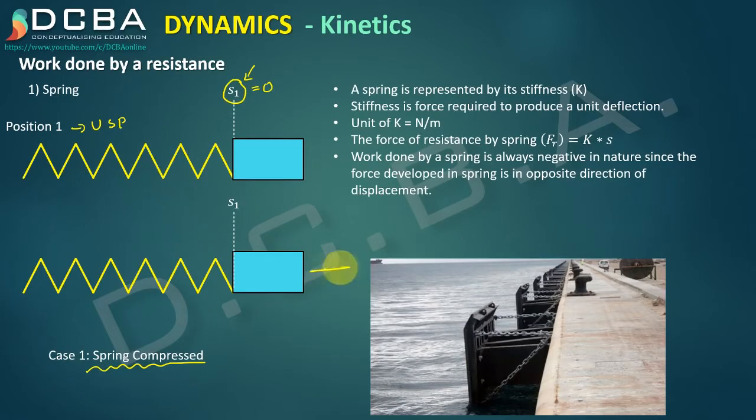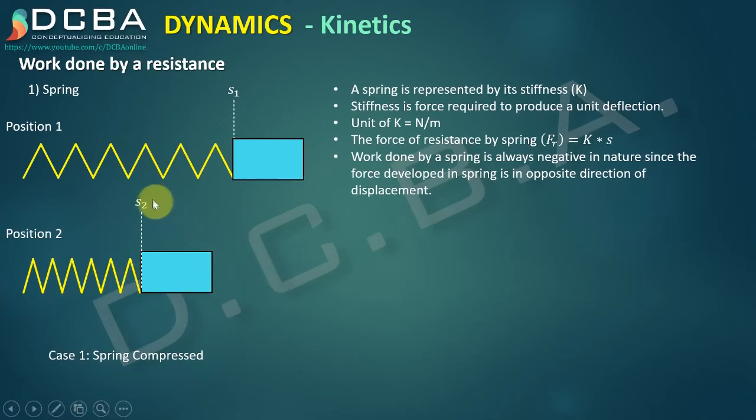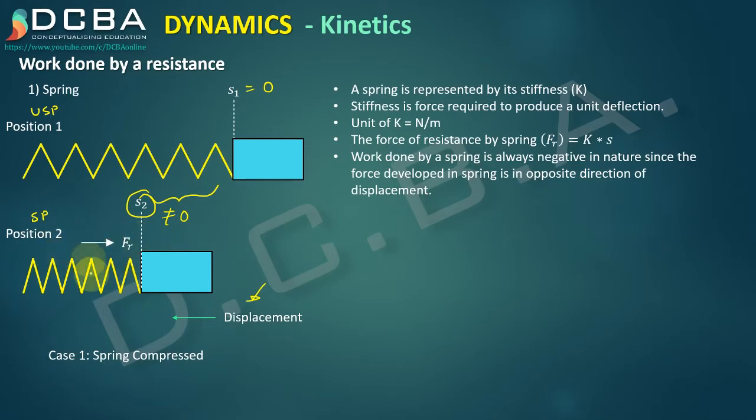Now what I am doing is applying a force here like this. I am trying to compress the spring. So when the spring gets compressed, it gets compressed by how much? This much distance, right? I would call that distance S2. S2 is not equal to 0 and S1 is equal to 0. This is the stretched position, and this is the unstretched position, right? This is the direction of the displacement, which is to the left. The direction of the force of resistance will be to the right, and hence the work done is negative.